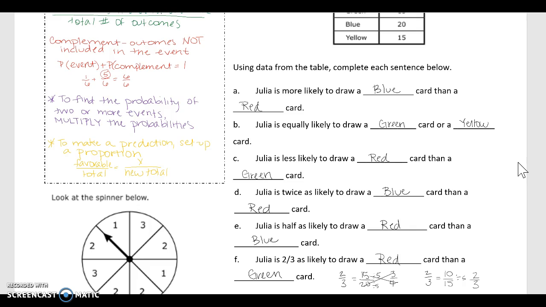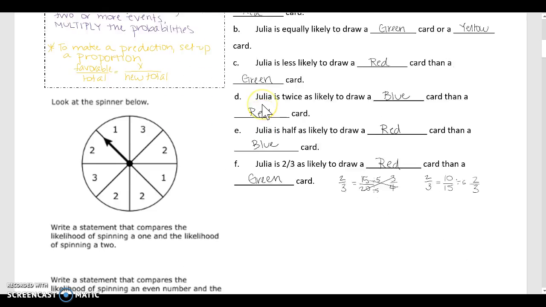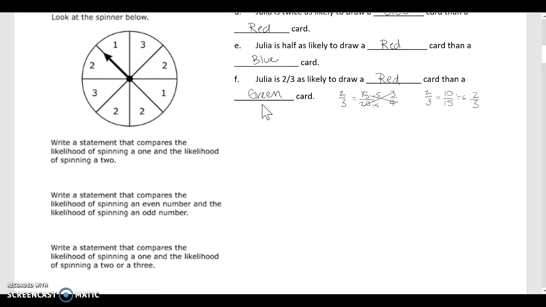All right. Let's take a look at these down in the bottom over here. It says, look at the spinner below. Write a statement that compares the likelihood of spinning a 1 and the likelihood of spinning a 2. All right, so the probability of spinning a 1 is, let's see, 1, 2 out of 1, 2, 3, 4, 5, 6, 7, 8. So 2/8, so I'm going to simplify it to 1/4.